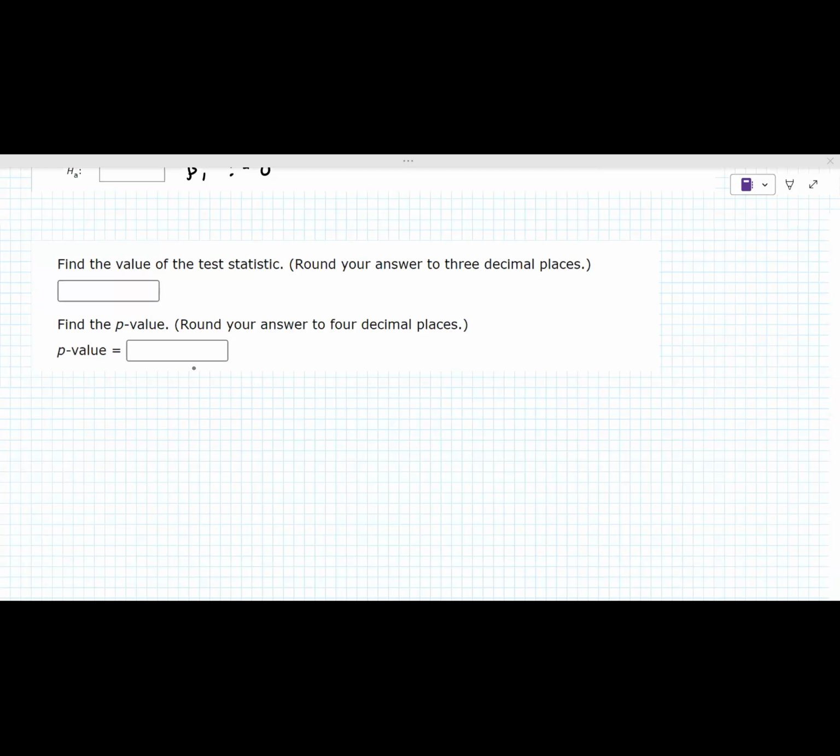So the t is 5.995, and then the p value is 0.0093. Got that. You got it? Yep. All right.